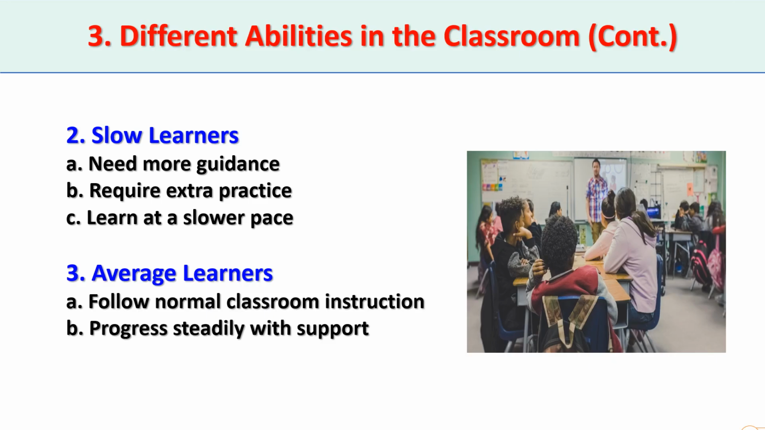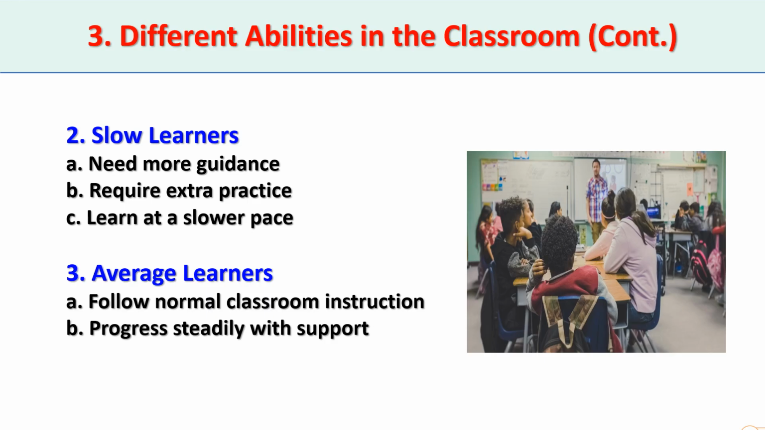Classmates, okay, so I continue to number three, different ability in the classroom, and as mentioned, there are three types: fast learner, slow learner, and average learner. As we know, teachers often have students with different learning abilities. In order to have all students learn effectively, teachers should adapt to their needs. So we have three. Okay, so I move to the second.